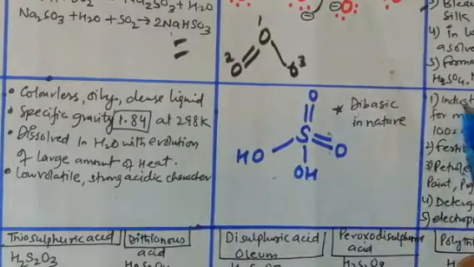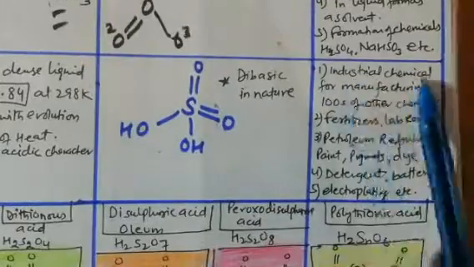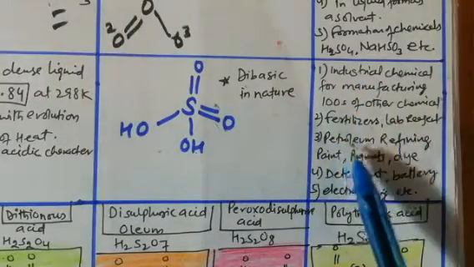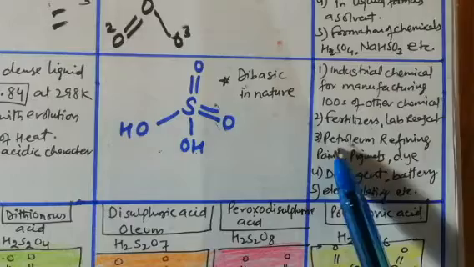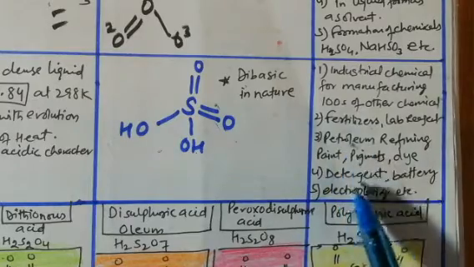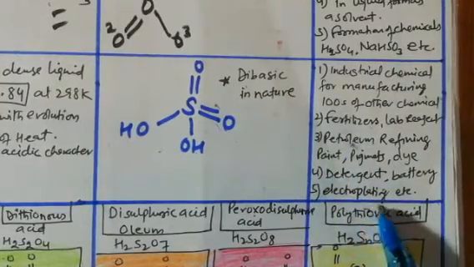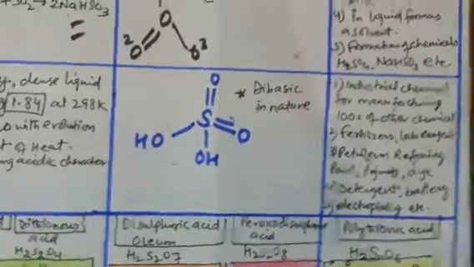Two lone pair electrons will share with oxygen and two hydrogen ions, so it is dibasic in nature. It is used in industrial chemicals for manufacturing hundreds of other chemicals, used in fertilizer, lab reagent, petroleum refining, paint, pigment, dyes, detergent, battery, electroplating, and so many others.